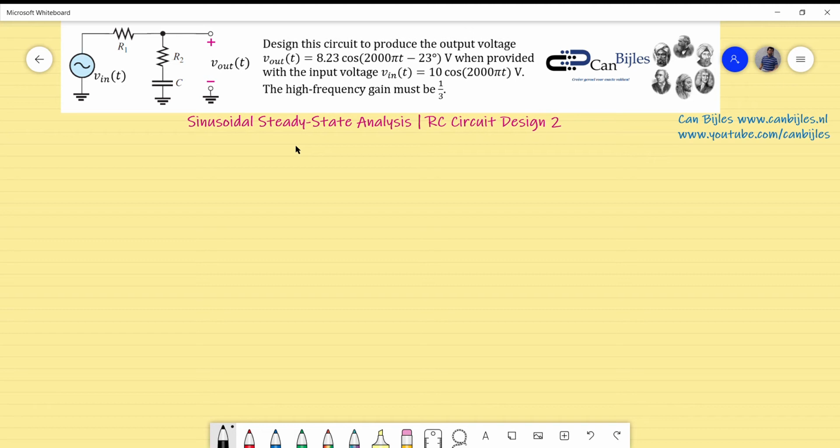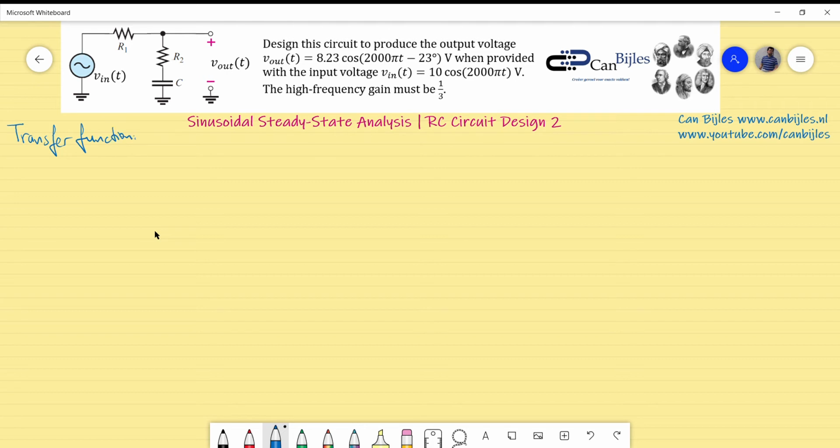So how do we start? As we did also in design example number 1, we would like to determine first the transfer function. From the transfer function we can go using the amplitudes and the phases for the input and output voltage, and also in this case the high frequency gain, to determine the component values R1, R2 and C. So that's actually design, so we have to determine those 3 components. Okay, so let's move on with the transfer function first, and I will do that again as we did in the previous design example, in Laplace domain, and I will transform that later on in the j omega domain.